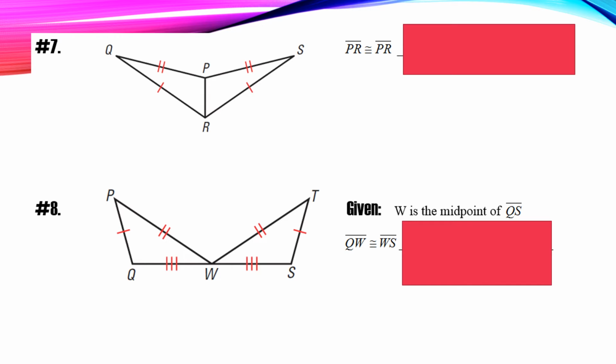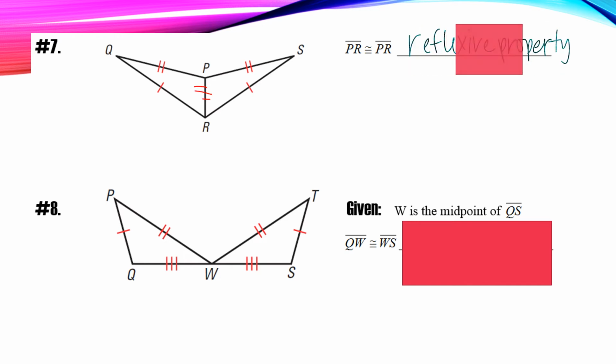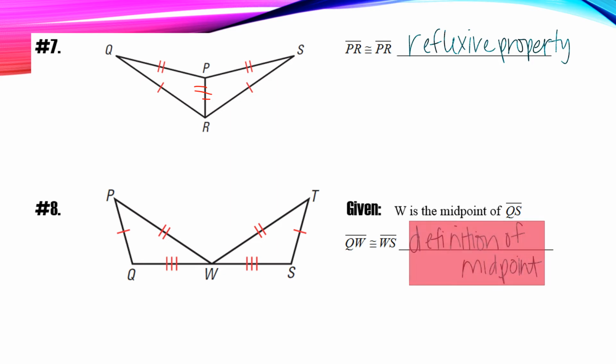Number 7, so in the middle, PR is congruent to PR because of the reflexive property. As long as it's the same exact thing, they have to be congruent. W is the midpoint of QS. So if something is the midpoint, you guys should remember this, it means that those two segments are congruent to each other, and that is by the definition of a midpoint.